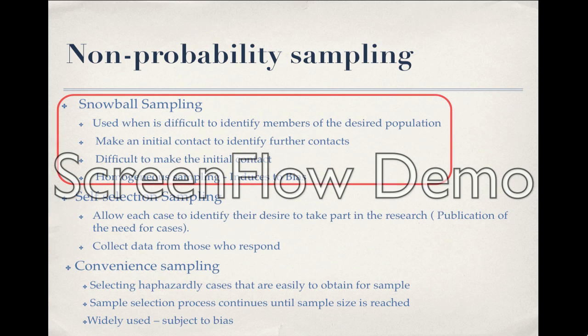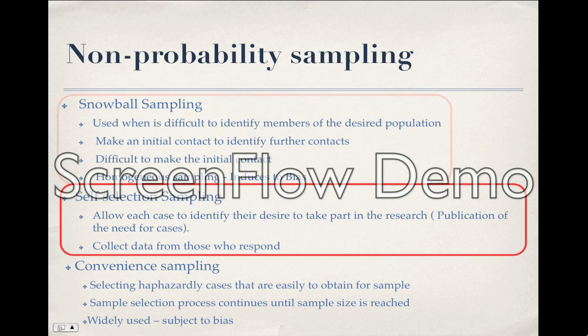Snowball sampling is used when it's difficult to identify members of the desired population. You make initial contacts to identify further contacts. For instance, you take a phone list and then you call all these people, and then you can identify if you can make further contacts with them. It's difficult to make the initial contact. It's homogeneous sampling, prone to bias.